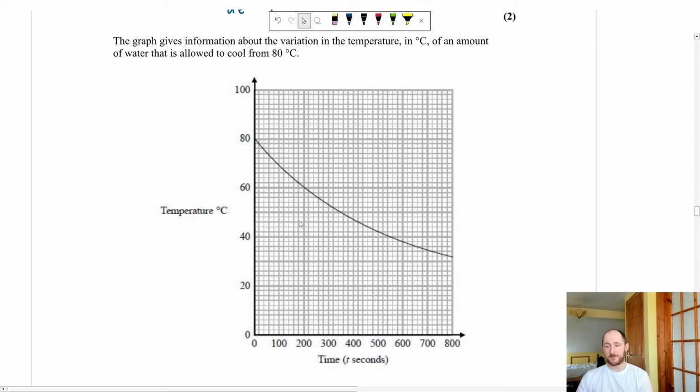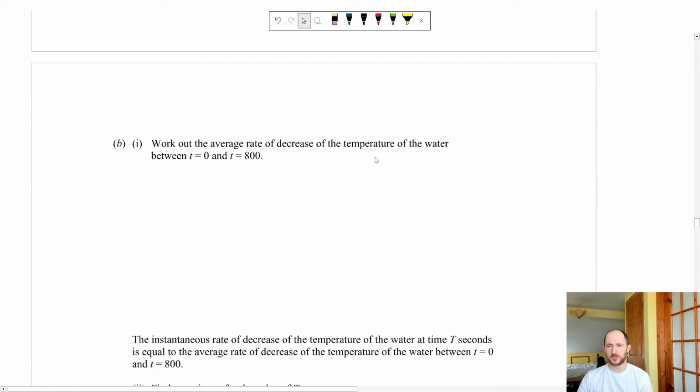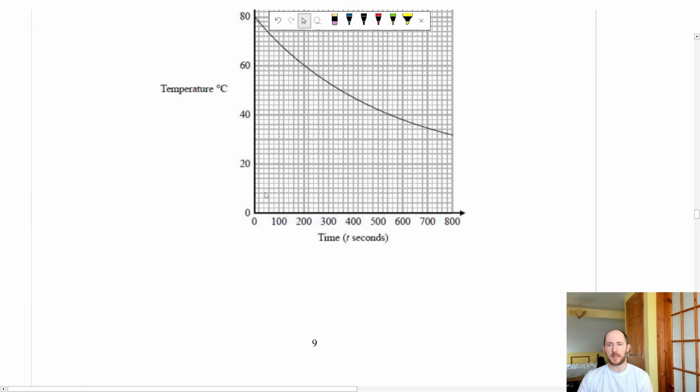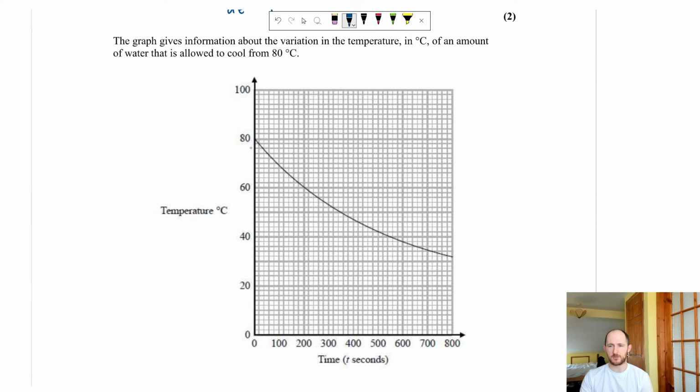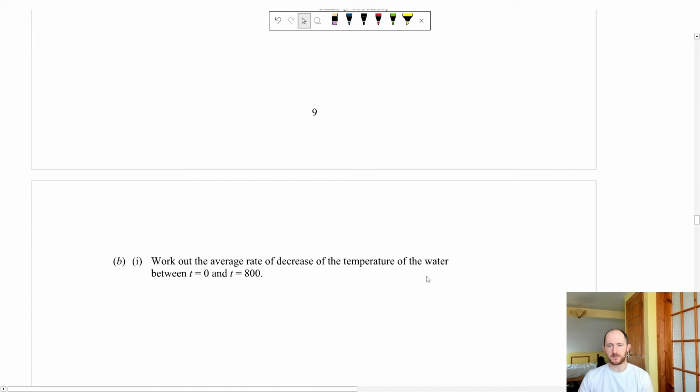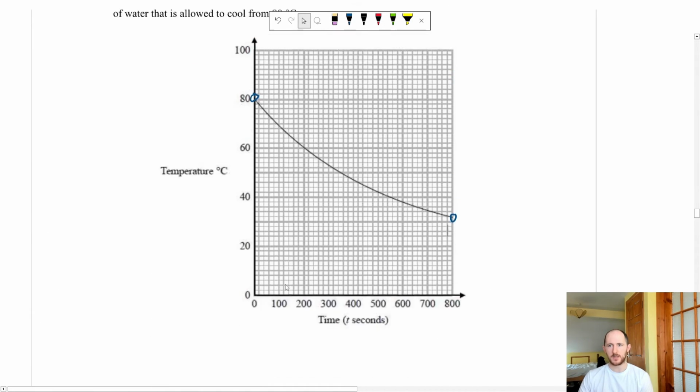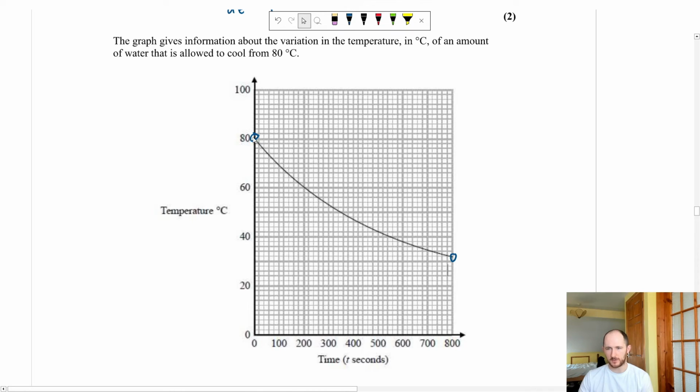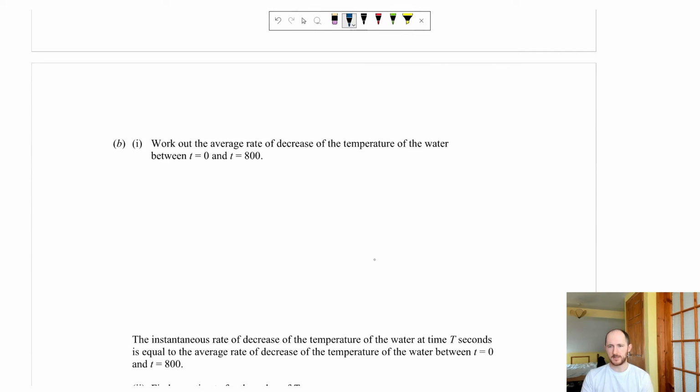Interesting. At first I thought we were going to have to use a gradient, but we don't need to, because they've asked for the average between 0 and 800. So all we're going to do is take literally the difference in the overall things. So the average rate of decrease of the temperature between 0 and 800 will be the difference in the temperature. So it goes from 80 down to 32. So the difference in the temperature over how long it took to actually do that.